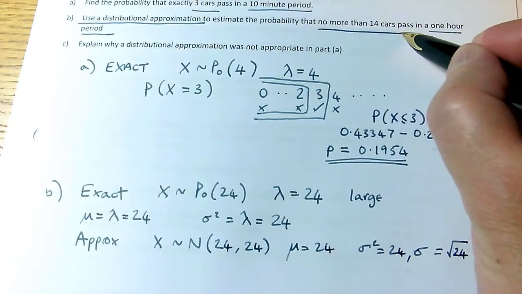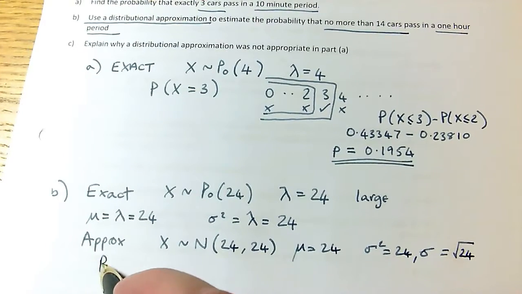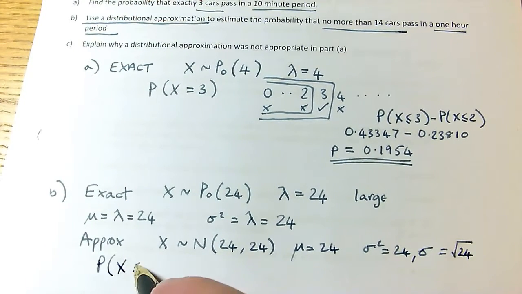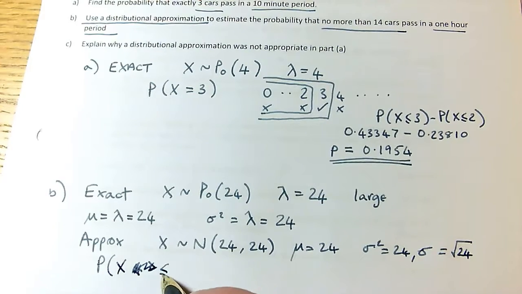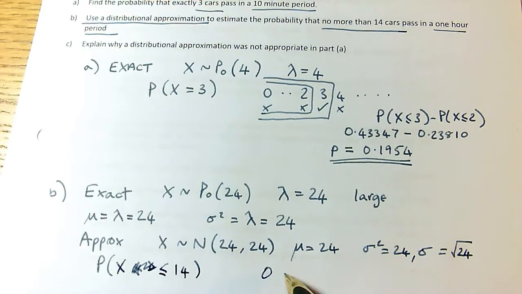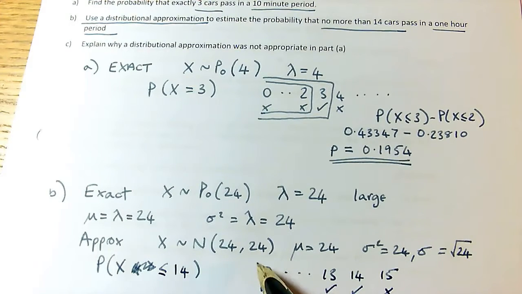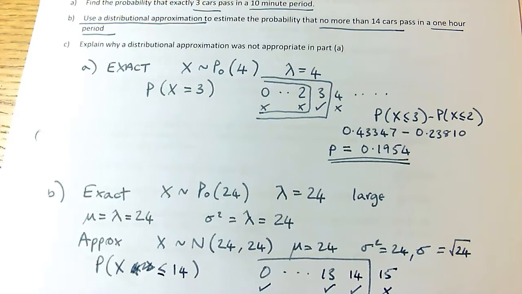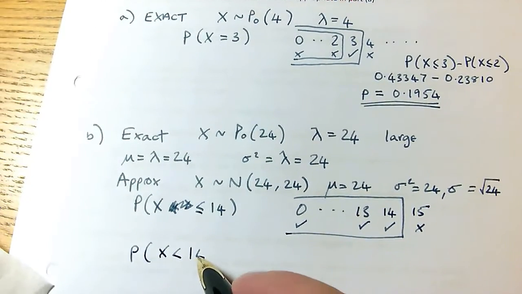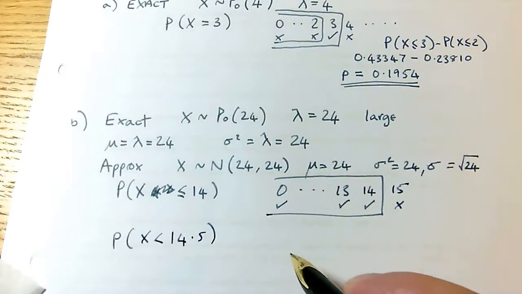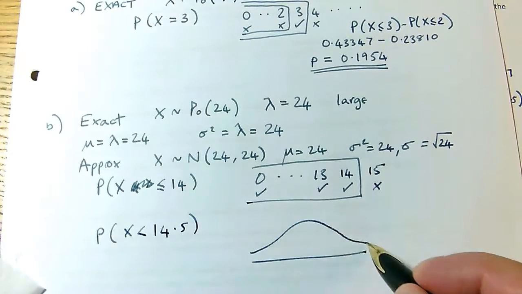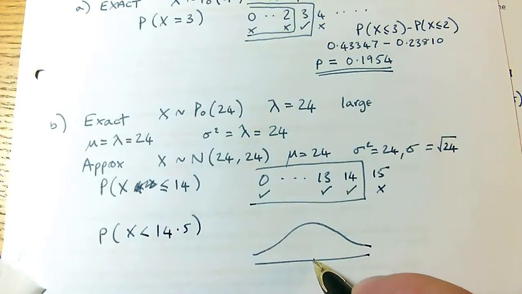So let's go back to the question. I want no more than 14 cars passing. So I want the probability that x is no more than 14. So let's just make sure I've got that right. 13, 14, 15. Okay, it's allowed to be 14. It's not allowed to be more than 14, and it can be all of these. So my box would come like that. So my continuity correction is the probability that x is less than 14.5. Okay, so I've done my normal distribution. What value's in the middle? The mean of the distribution, mu, is 24.